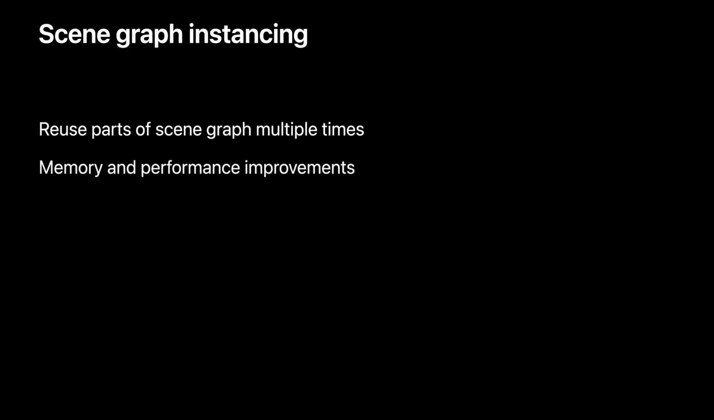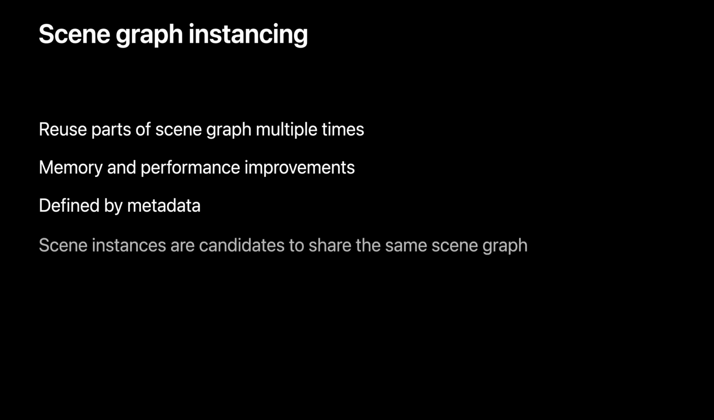There's one more USD concept we can use to optimize our scene: scene graph instancing. Scene graph instancing allows us to reuse parts of the scene graph on a stage many times to represent anything that contains more than one of something, such as foliage, furniture, or in our case, chess pieces. Using scene graph instancing provides both memory and performance improvements in your applications. To use scene graph instancing, we can specify the instance metadata on a prim or part of a scene graph. All prims that are instanced are candidates to share the same scene graph.